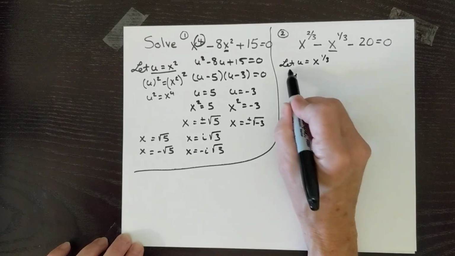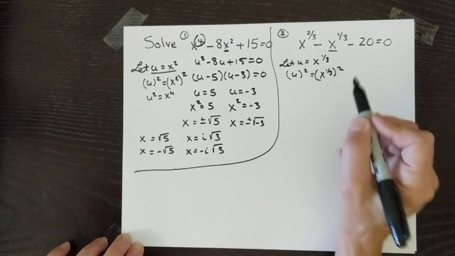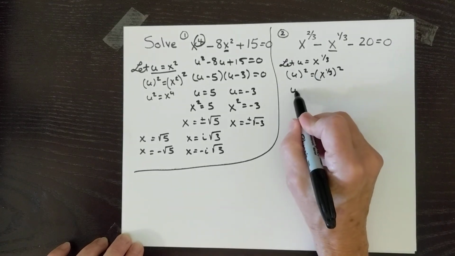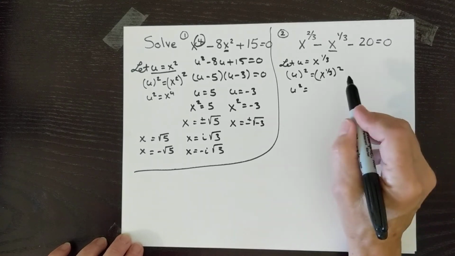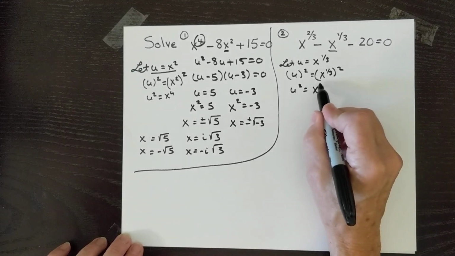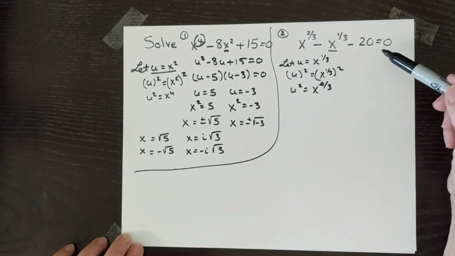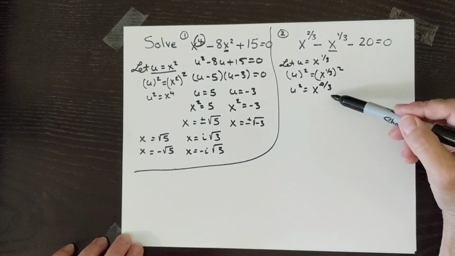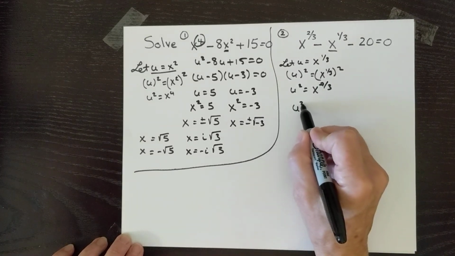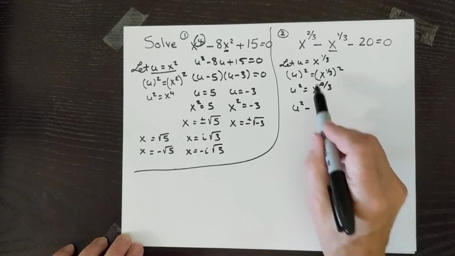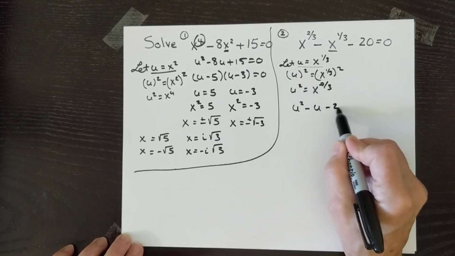Then you square both sides and say, is this going to work? U squared is U squared. x to the 1/3 raised to the second power is 1/3 times 2, which is x to the 2/3. And you say, could I rewrite the given equation in terms of U? And I could. x to the 2/3 is the same thing as U squared. So this would be U squared minus x to the 1/3, which we called U, minus 20.